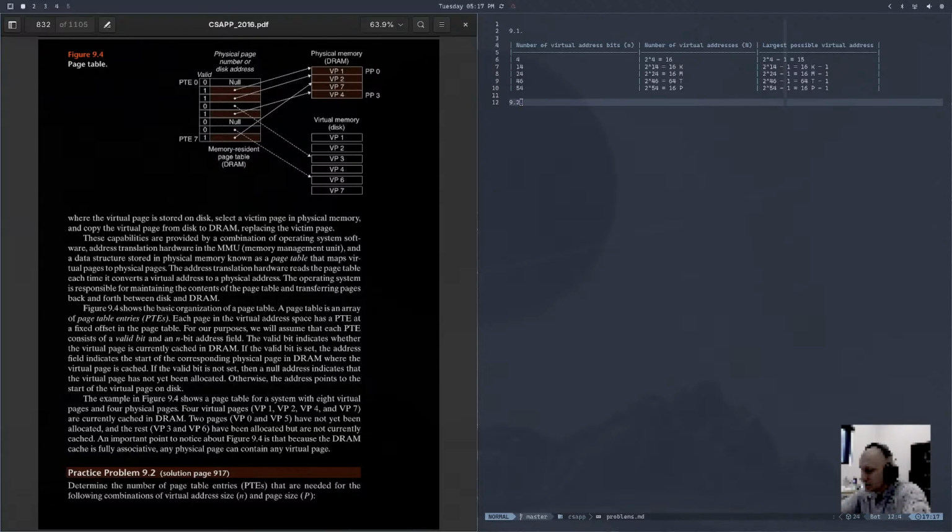If the valid bit is not set, then a null address indicates that the virtual page has not yet been allocated. Otherwise, the address points to the start of a virtual page on disk. The example in figure 9.4 shows a page table for a system with 8 virtual pages and 4 physical pages. So let's take a look at it. It says 8 virtual pages and 4 physical pages.